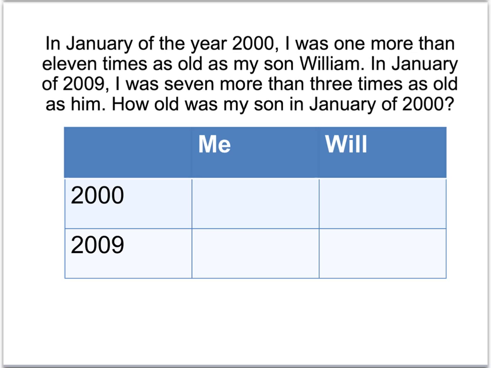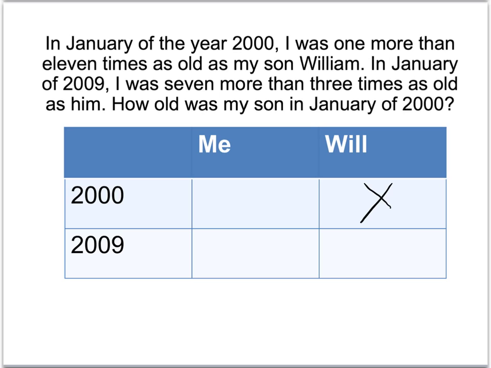As usual with this kind of question, what we want to do is set up a table. So you will see on my table here, I have me, and we have Will. We have the 2 times that are mentioned in the question, 2000, 2009, we put those in the table as well. So we're going to start filling that out. It really seems like everything is given in terms of Will in 2000 and the year 2000. So we're going to set that equal to X.